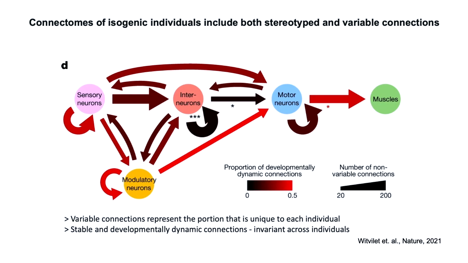And this is a similar thing that is presented in a different way. So, this is the proportion of developmentally dynamic connections. The higher it is, the more dynamic they are. So, you can see that their feedback to the modulatory neuron is higher, and also the forward bias is there. And you can see the number of variable connections, these variable connections mean they are different between different individuals.